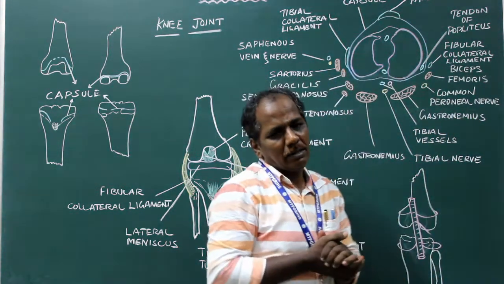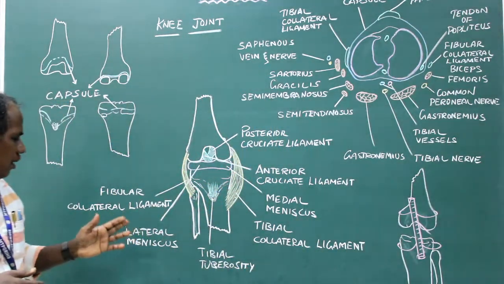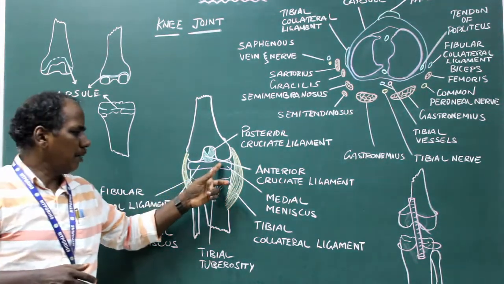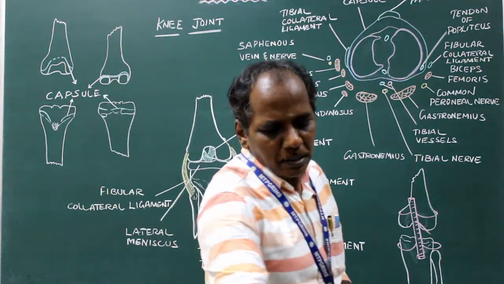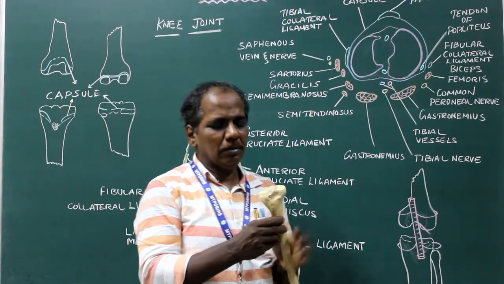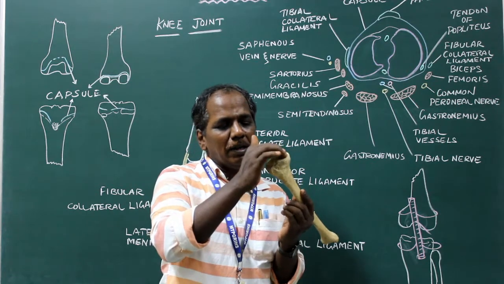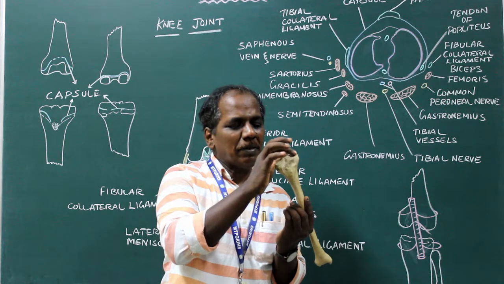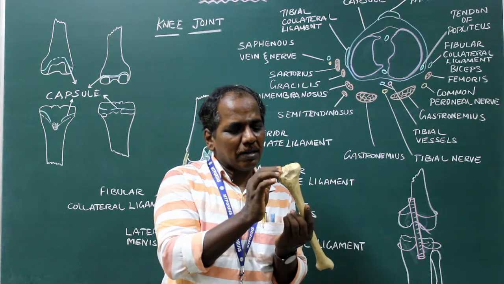Semilunar cartilages or menisci. There are two semilunar cartilages or menisci: one is the lateral meniscus and the other is the medial meniscus. These two semilunar cartilages are present on the superior articular surface of the medial and lateral condyles of the tibia. So this is the superior articular surface of the medial condyle, and this is the superior articular surface of the lateral condyle.